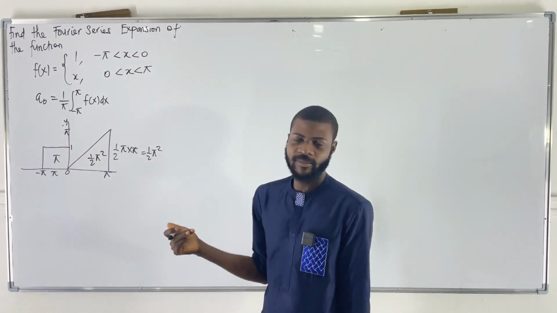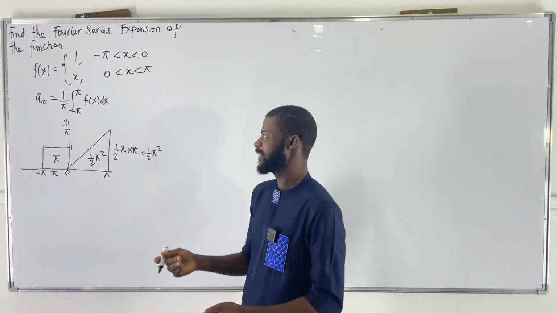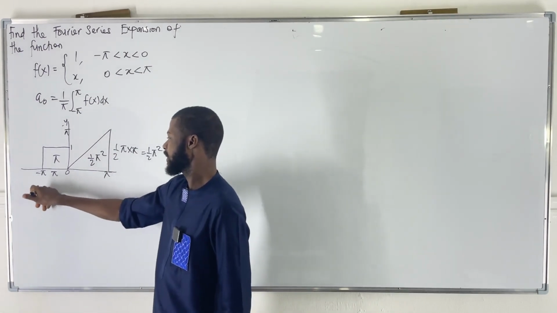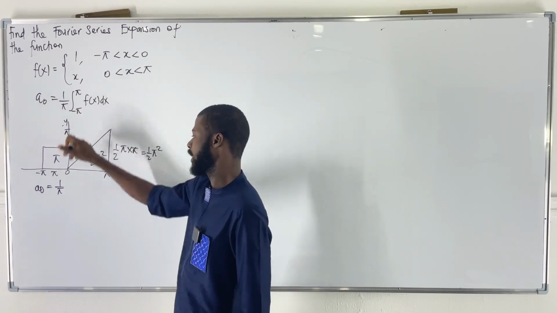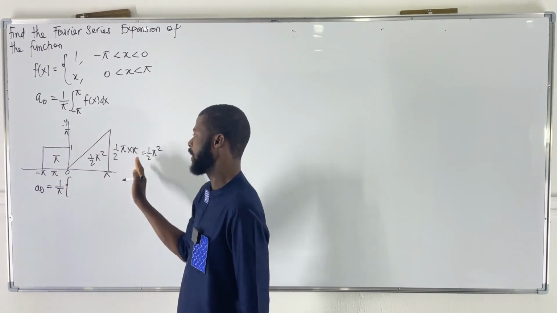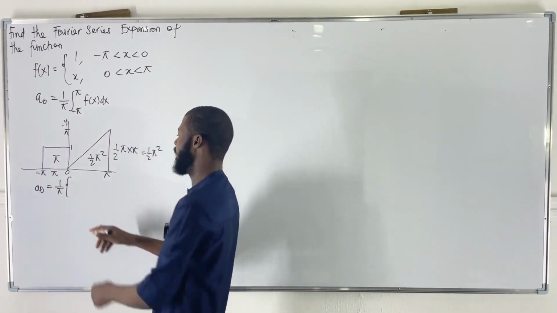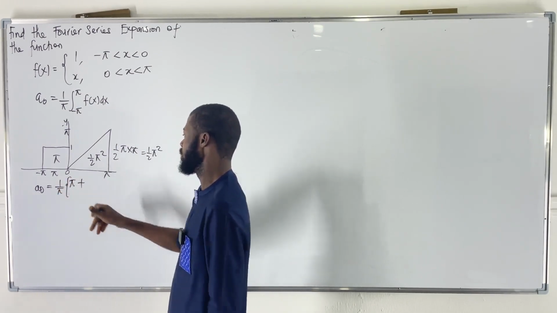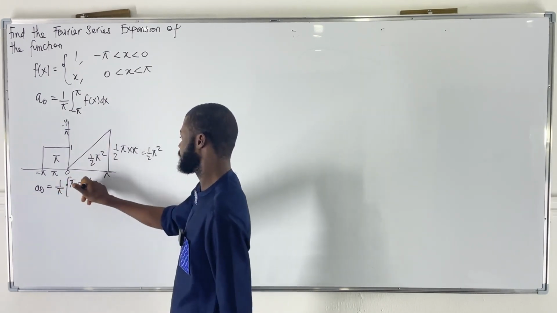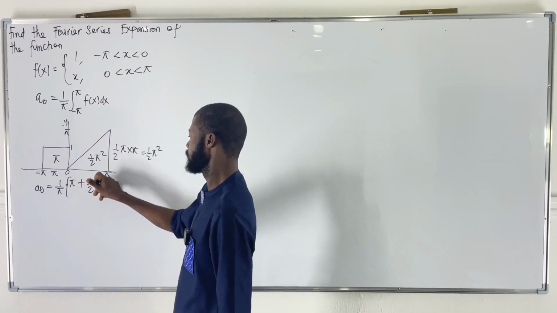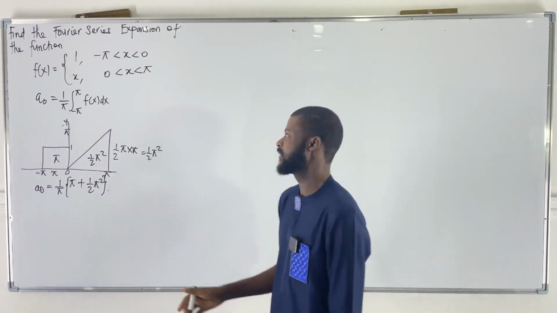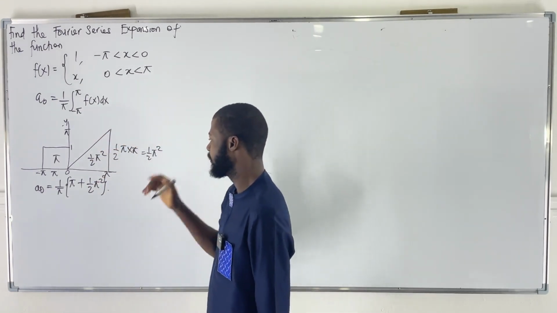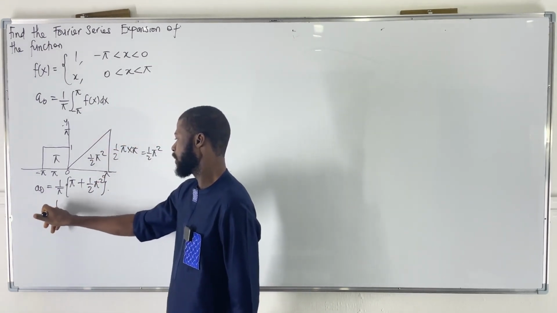So I feel this is better. A naught will then become 1 over pi, and this whole integral here is then our area. Our area will become pi plus half pi squared. So I just prefer this one. You can still use the integral, please, but I don't want to do that. So this is 1 over pi.